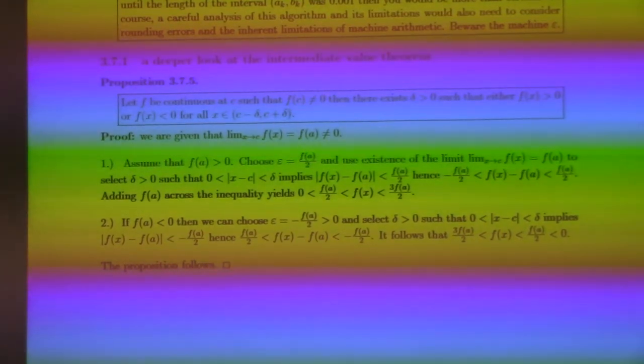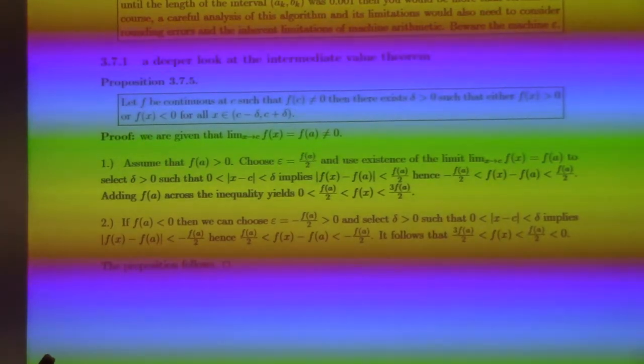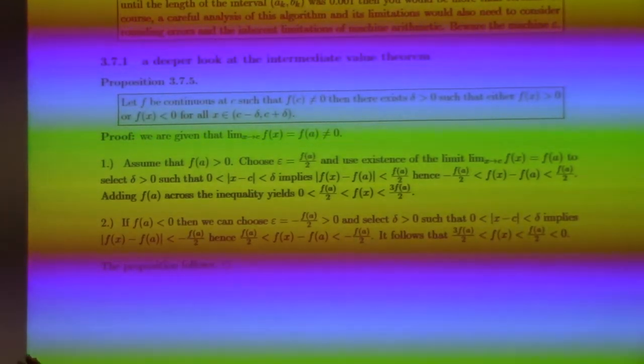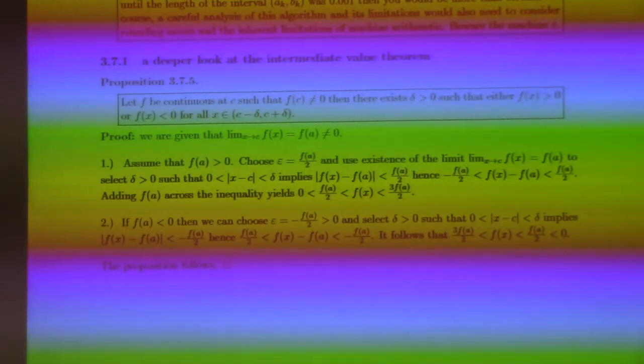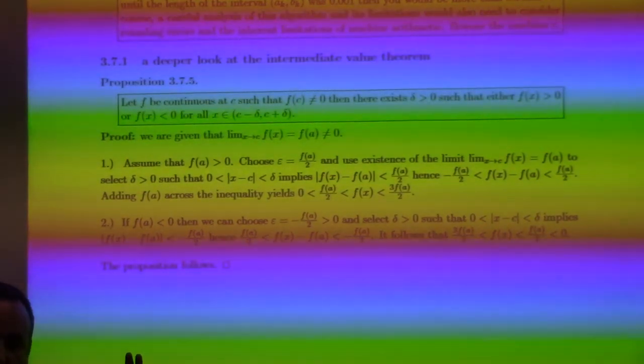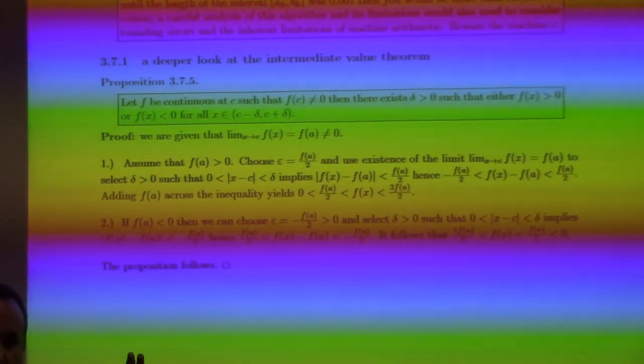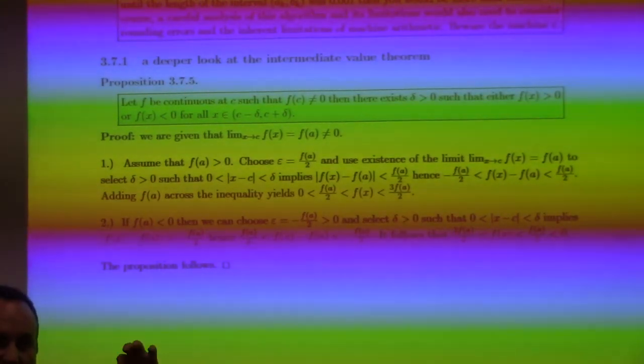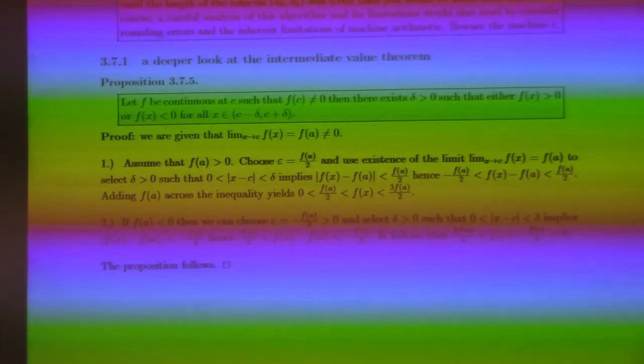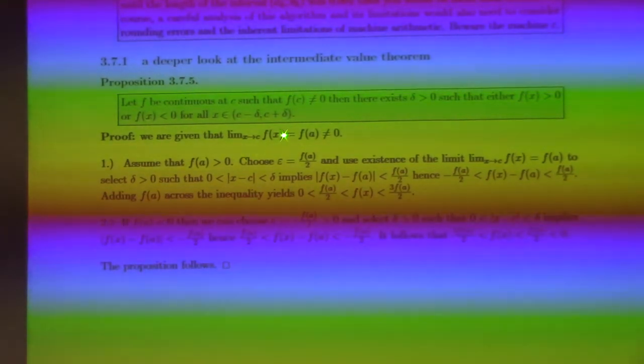So this says that if you've got a continuous function and it's non-zero at a point, then if you're close to that point, it's non-zero. Like if you have a continuous function and its value is non-zero, if you're close enough to that point, it continues to be non-zero. That's what this proposition says. There exists some delta like that.